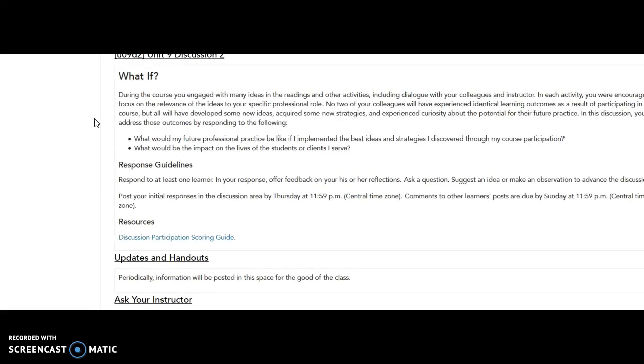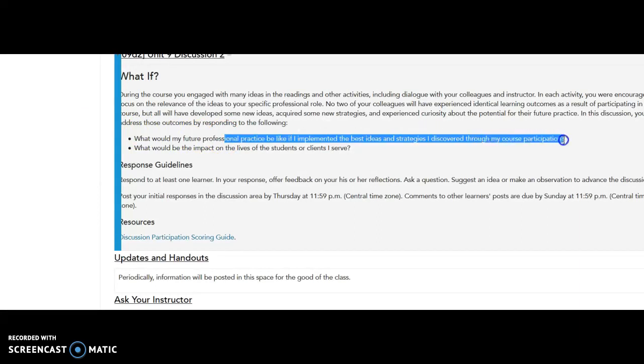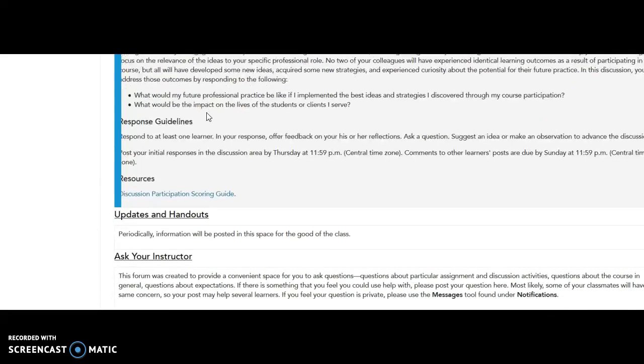This is the what if. What would your practice be if you implement the best ideas and strategies that you discovered? And again, I just said that your culture may not be accepting of it, so consider that. But it's a great question for application of what you've learned.